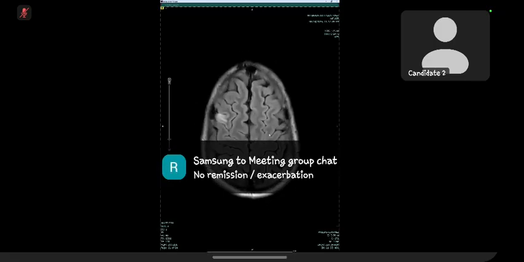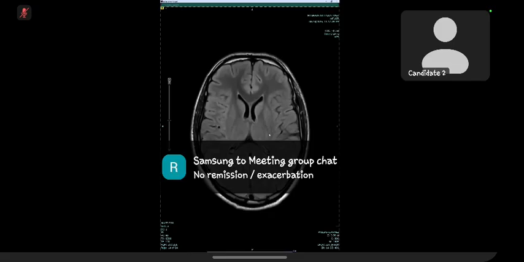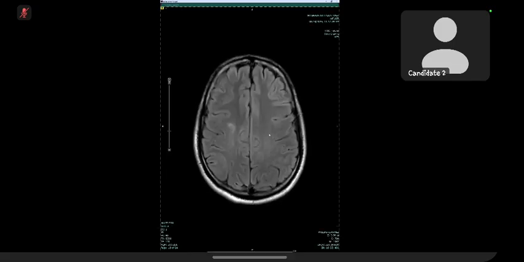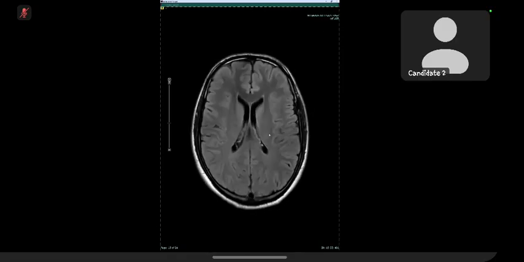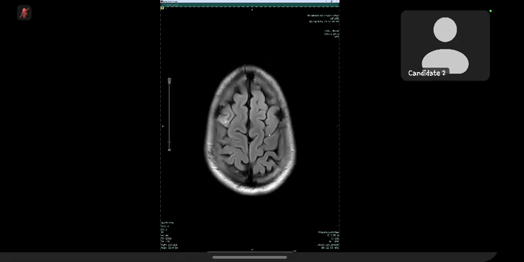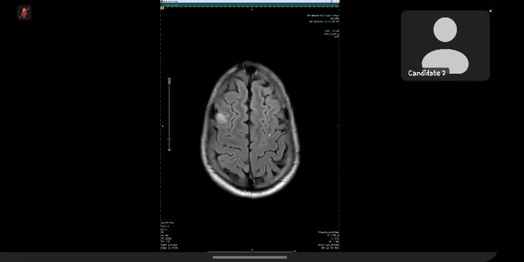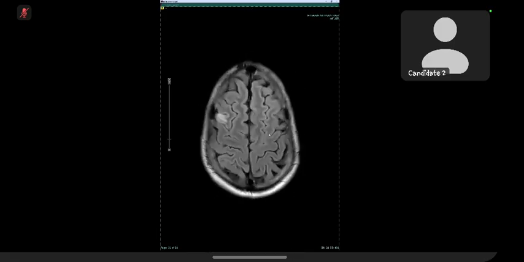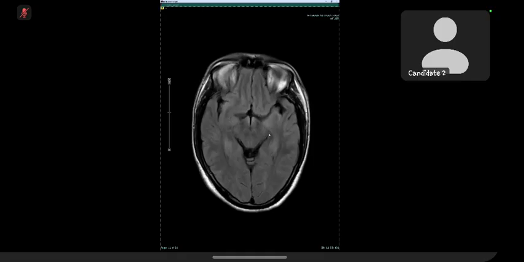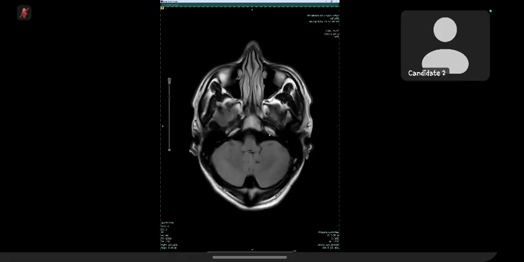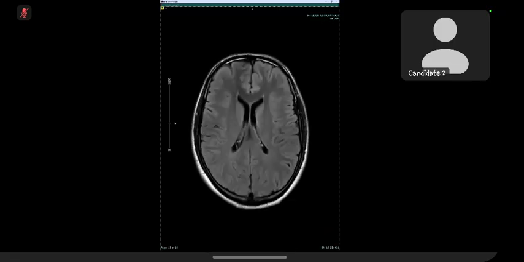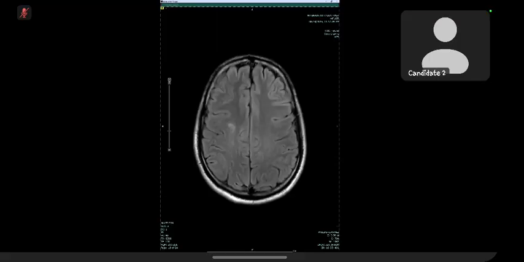No associated edema or mass effect is seen. Some hyperintense foci are also seen in the periventricular white matter, which suggests small lacunar infarcts. I am concerned for ischemic changes in the right frontal and parietal lobe. I will check the sinuses. If the sinuses appear normal, I would check the diffusion weighted images to see if it's acute ischemic change showing restriction on the diffusion weighted images.